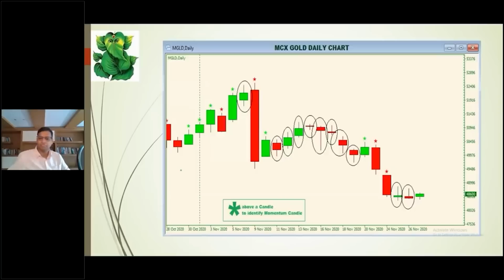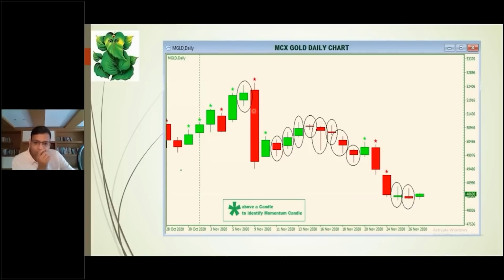Now let's see the same gold chart. All these encircled have no stars on them. They are indecision candles. They don't have any momentum. They're probably retracing. They're just a minor bounce. When you see such candles, you don't have to do anything in trading. This is one indecision candle. Then you see a momentum candle.